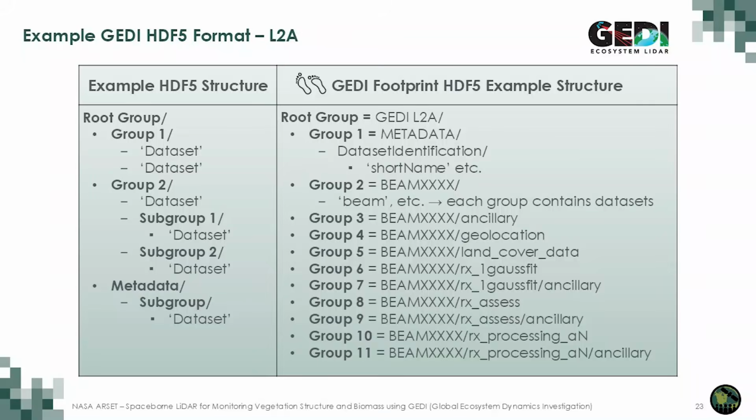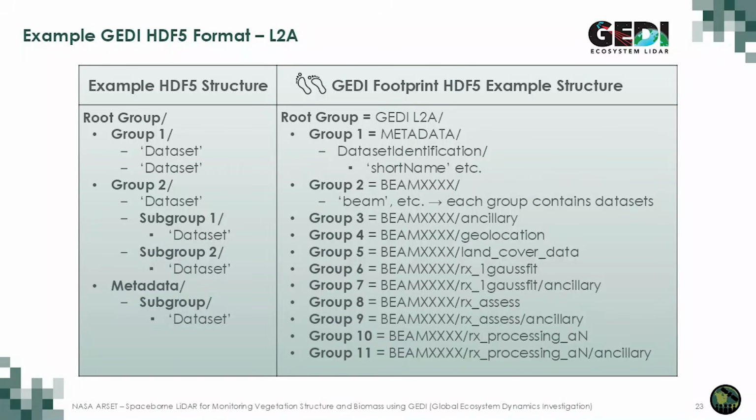For example, if you want to find the latitude of the lowest mode of the waveform, you'll need to follow the path from the root group down to the dataset. So if you're working with the root group, which would be, for example, GEDI Level 2A, you'll have to navigate to one of the beams, say beam 1000, then go to the geolocation group where the lat lowest mode group is housed, and all of the data values for each observation are there.